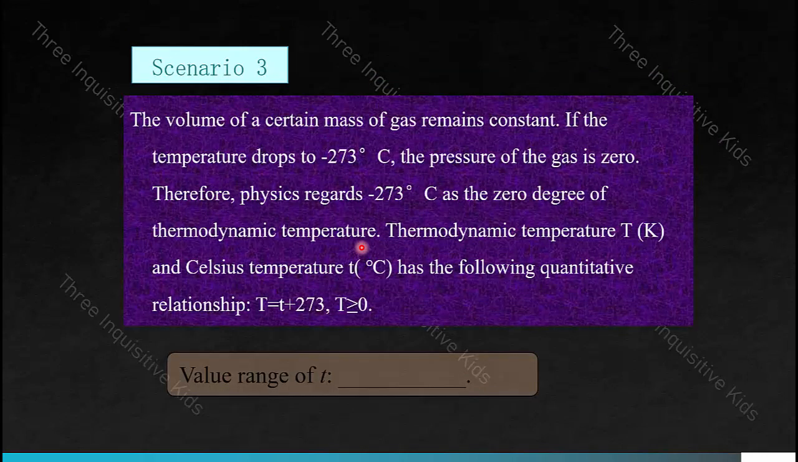Scenario 3. The volume of a certain mass of gas remains constant, so this is the exact same problem. So what is the value range of t? Well, here it is given that the lowercase t has to be greater or equal to -273, since the uppercase T, or thermodynamic temperature, has to be greater or equal to 0.